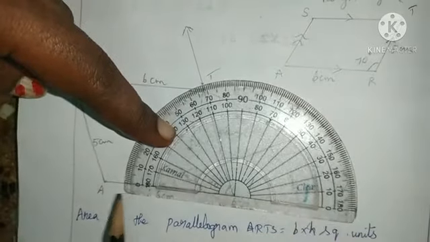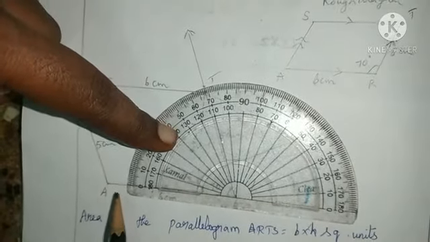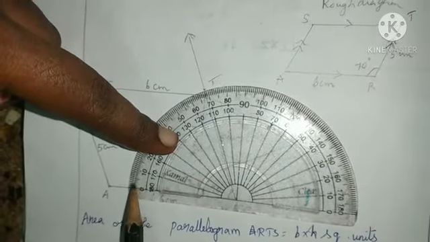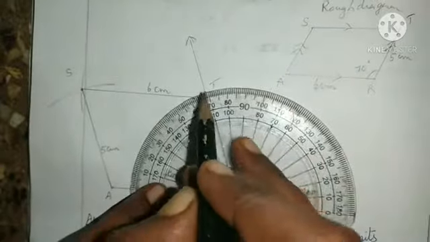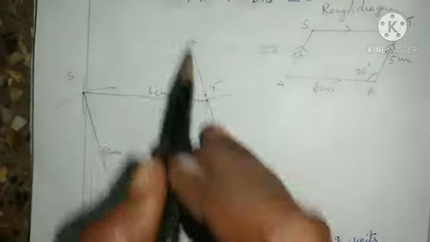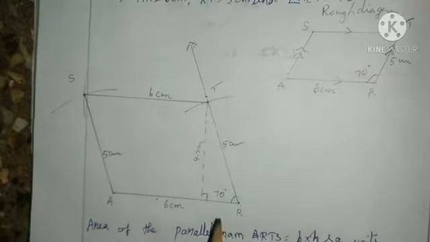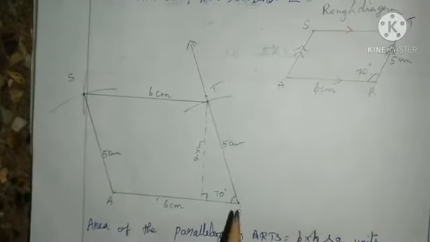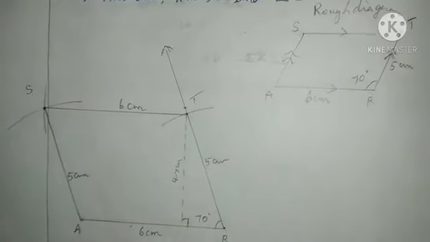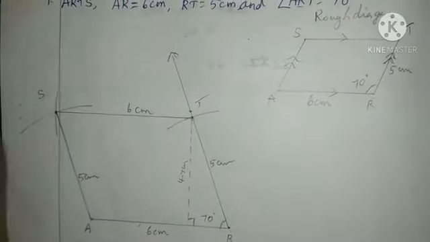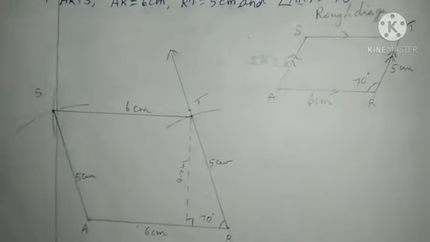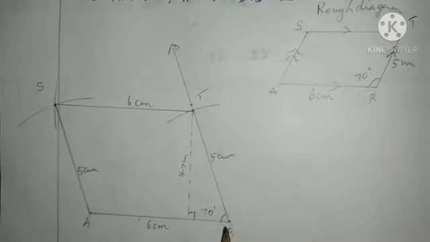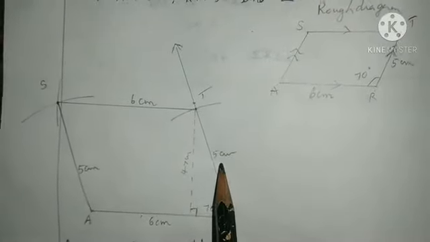And the line is moving towards the left hand side. You have to count it from the 0, 10, 20, 30, 40, 50, 60 and 70. Mark the point. Then draw an angle ART is equal to 70 degree. Next, the given measurement is RT is given as 5 cm. So, you have to take 5 cm in your compass. And from R, you have to cut an arc of 5 cm. Then you have to mark the point as T. Here RT is 5 cm.